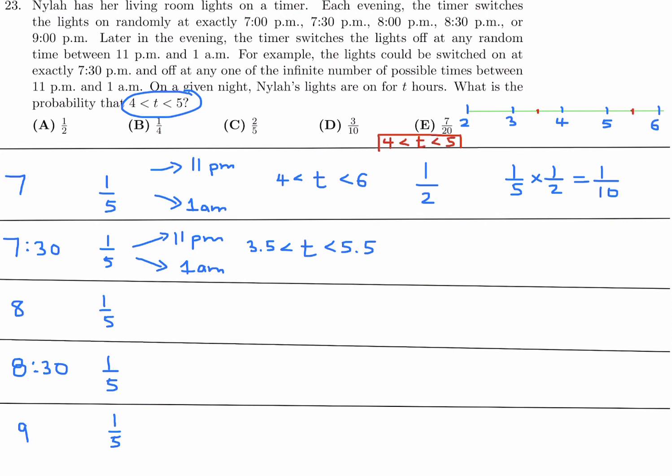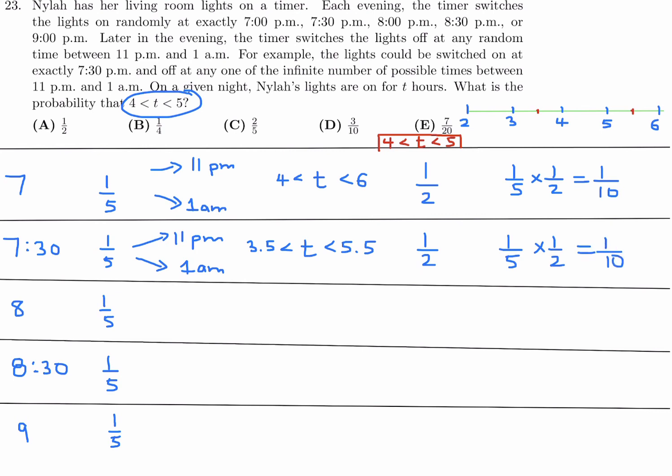So look at our interval. We want basically this part of that interval. Instead of from 3.5 to 5.5, we only want it from 4 to 5, which is half of that interval. So the probability of having the interval between 4 and 5 within this range is a half. So now we have to calculate the full probability, which would be 1 over 5, the probability of starting at 7:30, and 1 over 2, the probability of time being between 4 and 5 within that full range. So again, 1 over 5 times 1 over 2, which is 1 over 10.